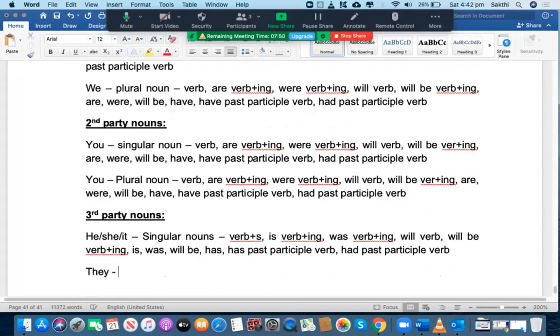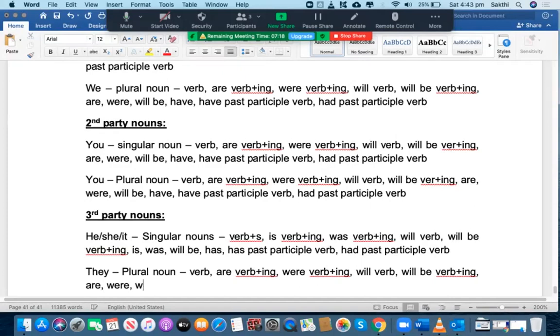What are the plural nouns? Plural nouns are "they". "They" can be either a living creature or a non-living creature. They go with the verb, and then they go with "are" and verb plus ing. Then they go with "were" and verb plus ing, and then "will" and verb. They go with "will be" and verb plus ing. They go with "are", "were", and "will be", and then they go with "have", and "have" and the past participle, and then "had" and the past participle.